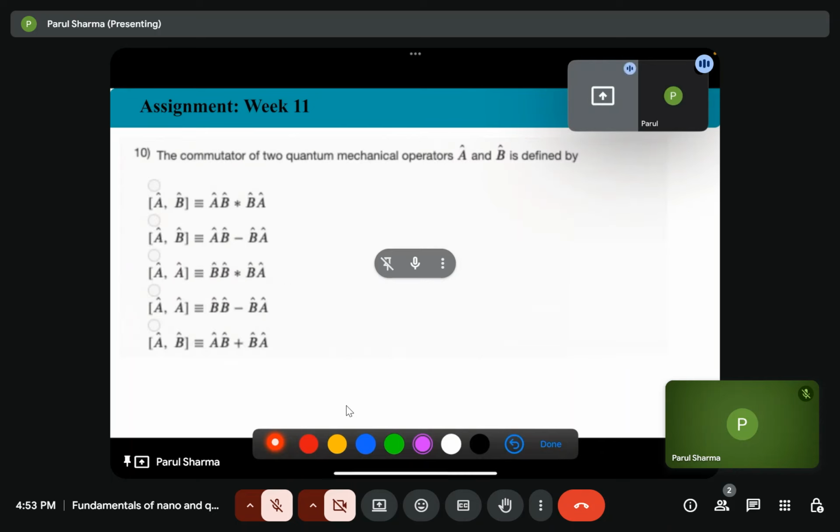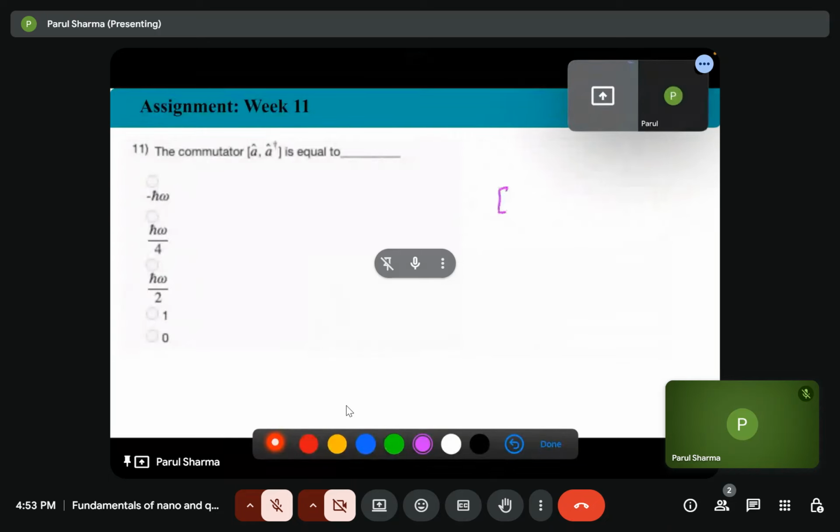Next is the commutator of two quantum mechanical operators A and B. The commutator of A and B is defined as AB minus BA. Option B. The commutator A, A dagger will be A A dagger minus A dagger A. We also proved in the class today that A, A dagger gives you 1. The correct answer is 1. We know that A is equal to 1 by root 2 mh cross omega.